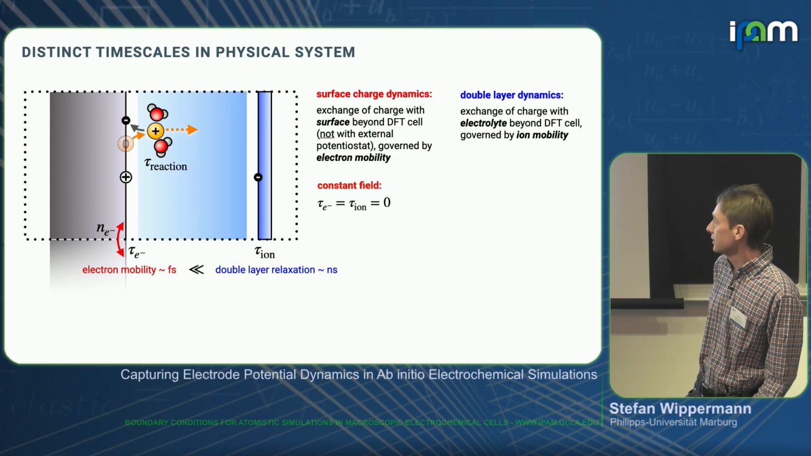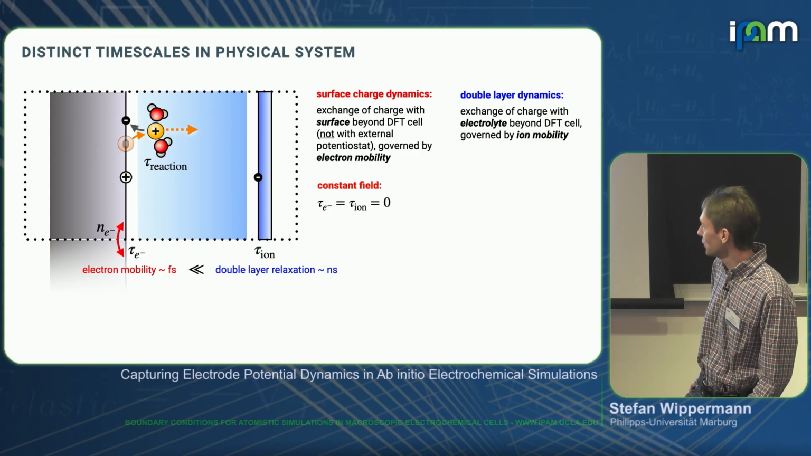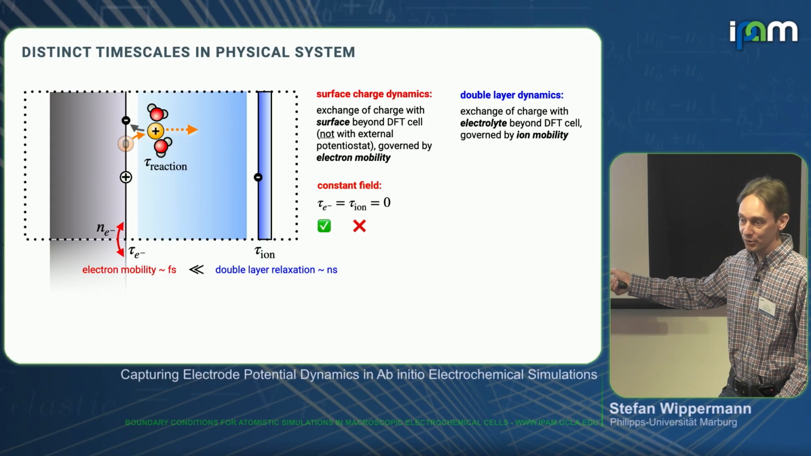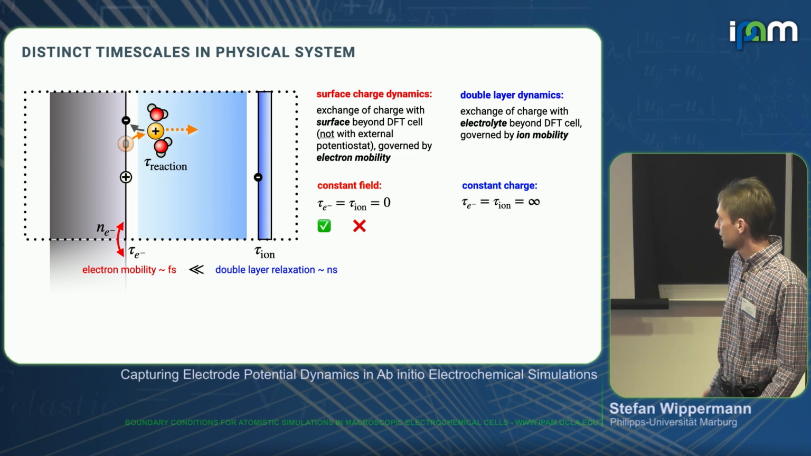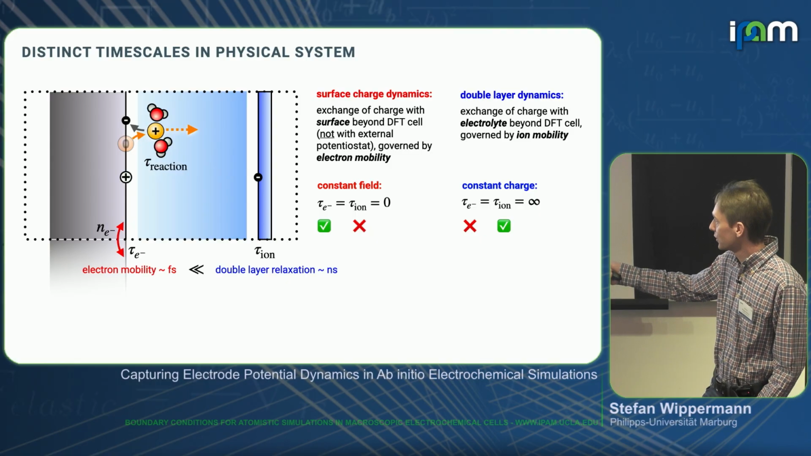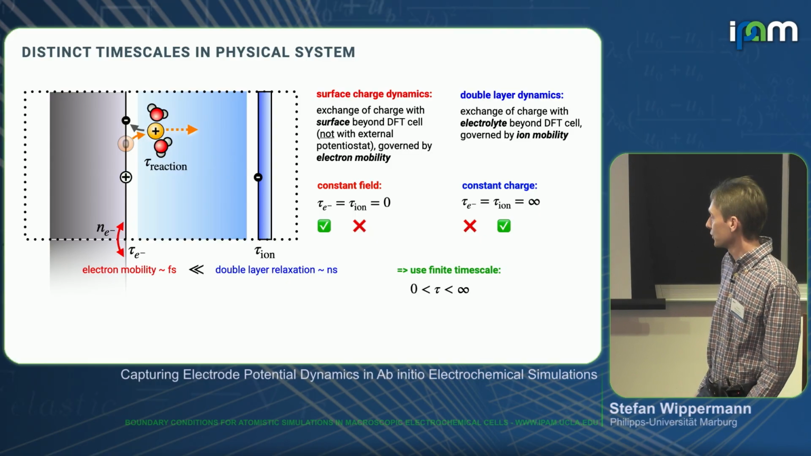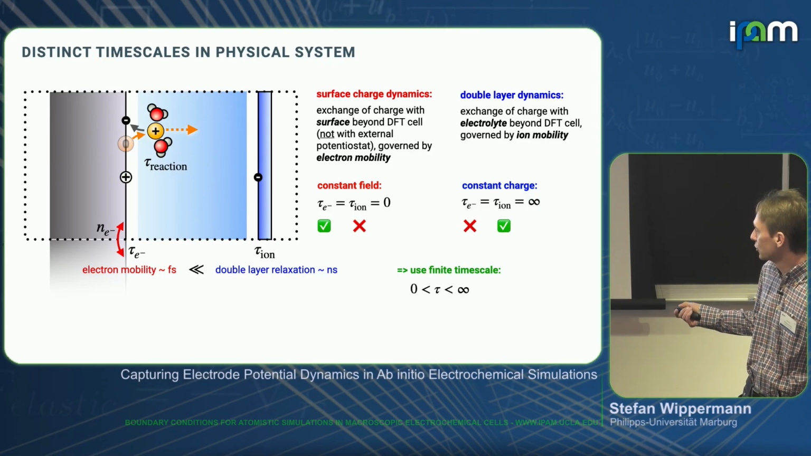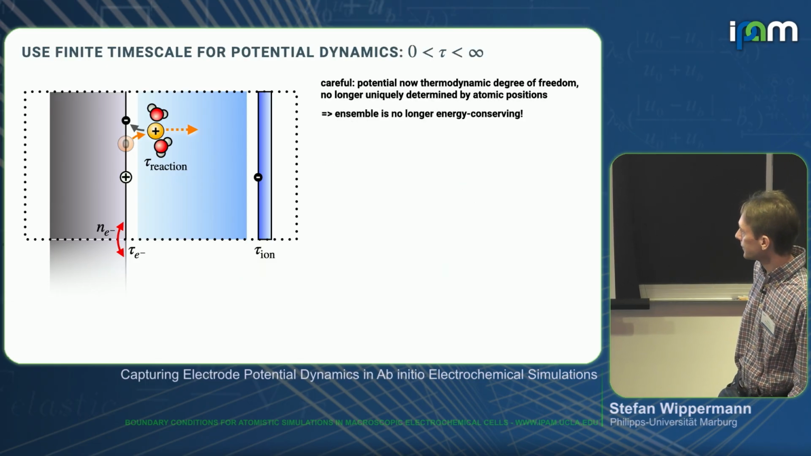If you go for constant field, that effectively means we have a timescale of exactly 0, which apparently is a good approximation for the exchange of charge across the boundary, but it's not a good approximation for the ion dynamics. At constant charge, we have a timescale of essentially infinite, which is a good approximation for the ion dynamics, but not here. So we have a bit of a conflict here. And I think it's a nice motivation to say we really need to be able to choose a finite tau.